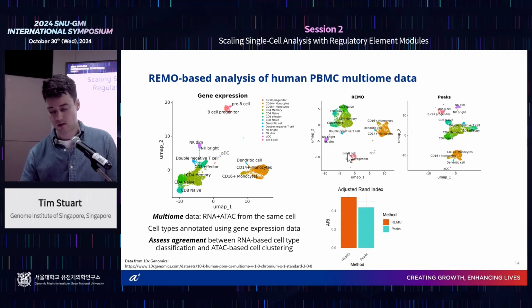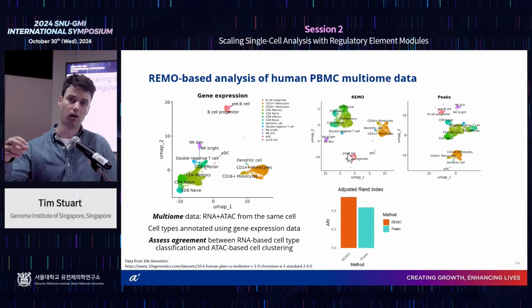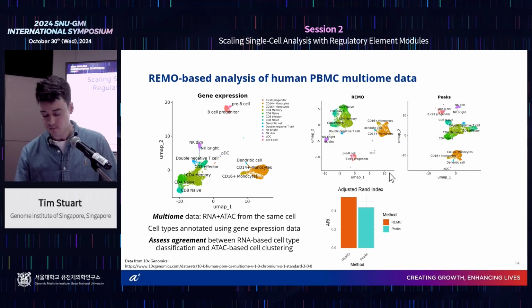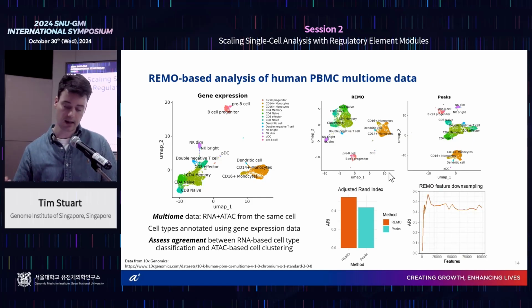But we can look a little more quantitatively at what has better agreement with the RNA-derived cell label. Is it the clustering from the REMO modules or the peaks? If we look at that using adjusted Rand index, actually the REMO modules have slightly better agreement. But really they both do fairly well. But a key observation that we had is actually the performance of the modules.